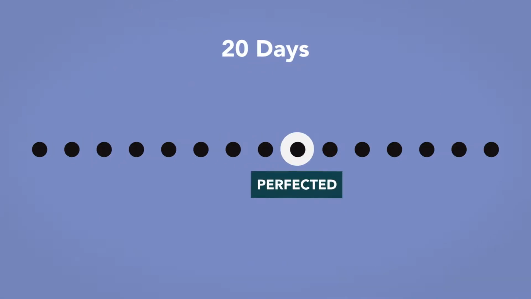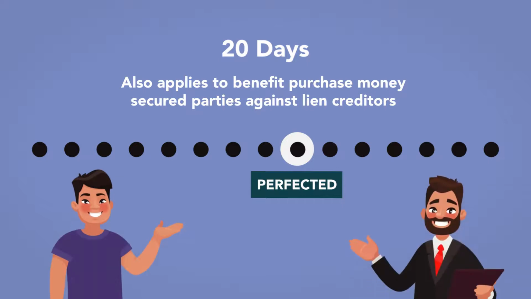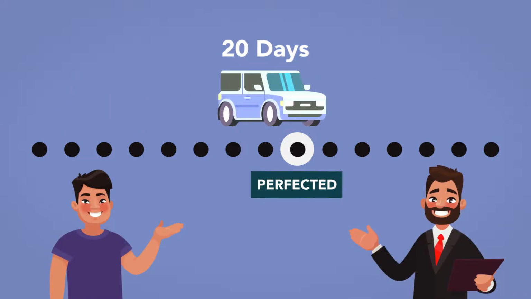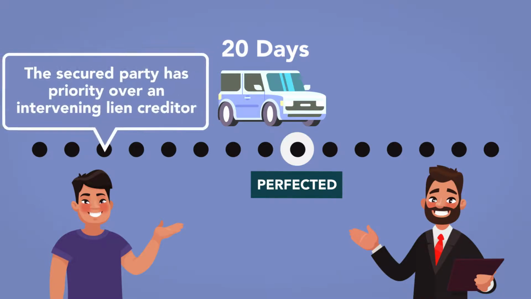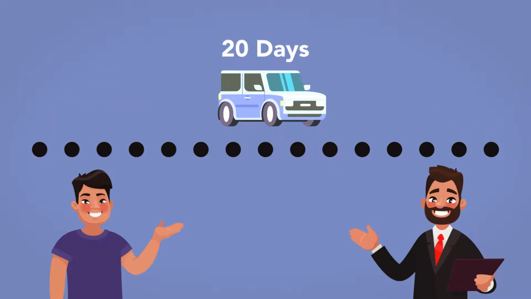The 20-day grace period for perfecting a purchase money security interest also applies to benefit purchase money secured parties against lien creditors. If the security interest is perfected within 20 days of delivery of the collateral to the debtor, the secured party has priority over an intervening lien creditor who attempts to levy the purchase money collateral during that grace period. However, if the secured party misses the window, the lien creditor will take first place and the secured party will remain subordinated.